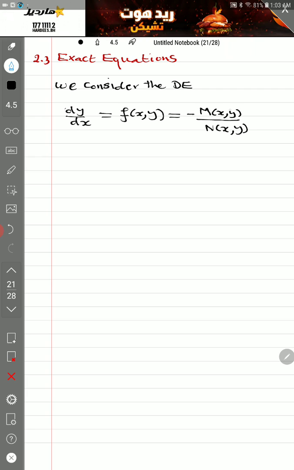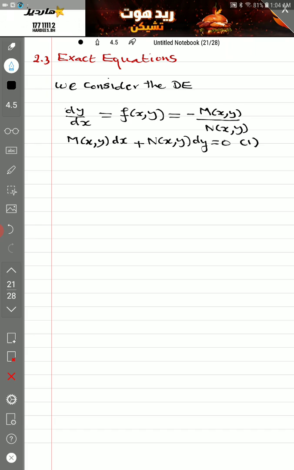So let's multiply dx and dy with this term, and we write our differential equation m of xy dx plus n of xy dy equal to 0. So this is our standard form. Let's put it as equation 1. In this section, we shall consider the standard form of equation 1 for the first order differential equation.